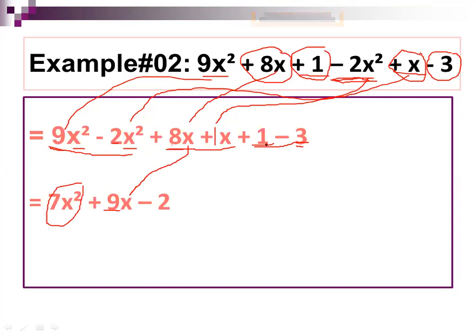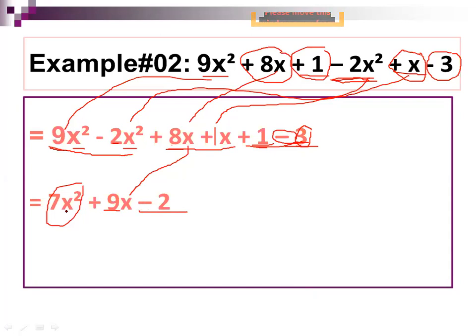Now consider this one. What you have here? Plus 1 and minus 3. So plus and minus, obviously minus. So 1 minus 3, what will it become? If you subtract 1 from 3, your answer will be 2. But as you can see, 3 is the bigger term compared to 1, and it has a minus sign, so you will write here minus 2.